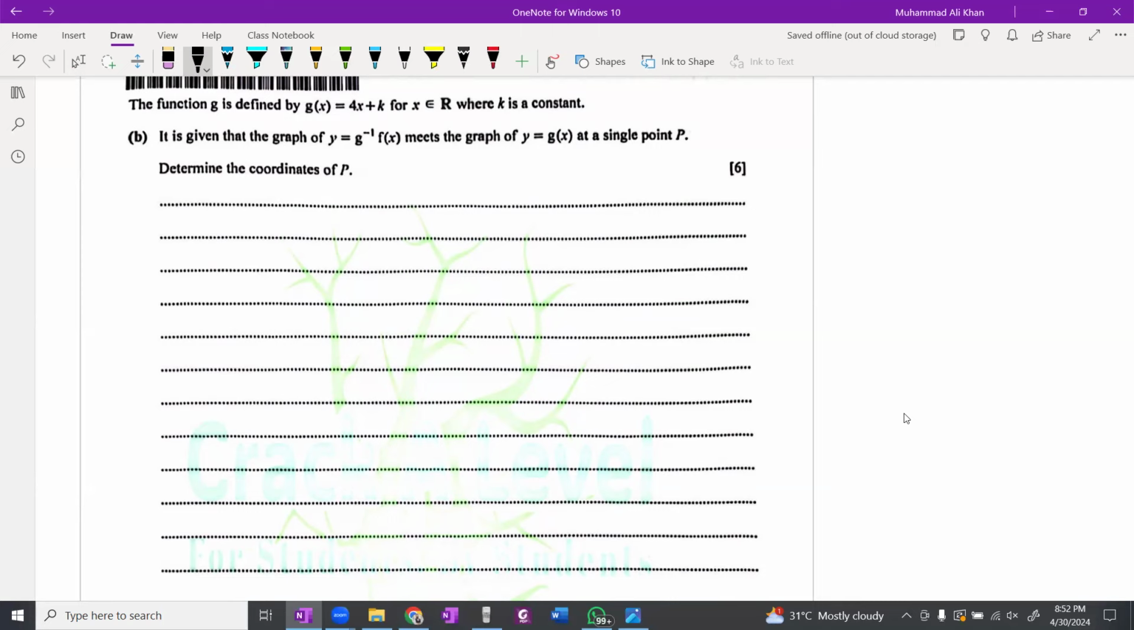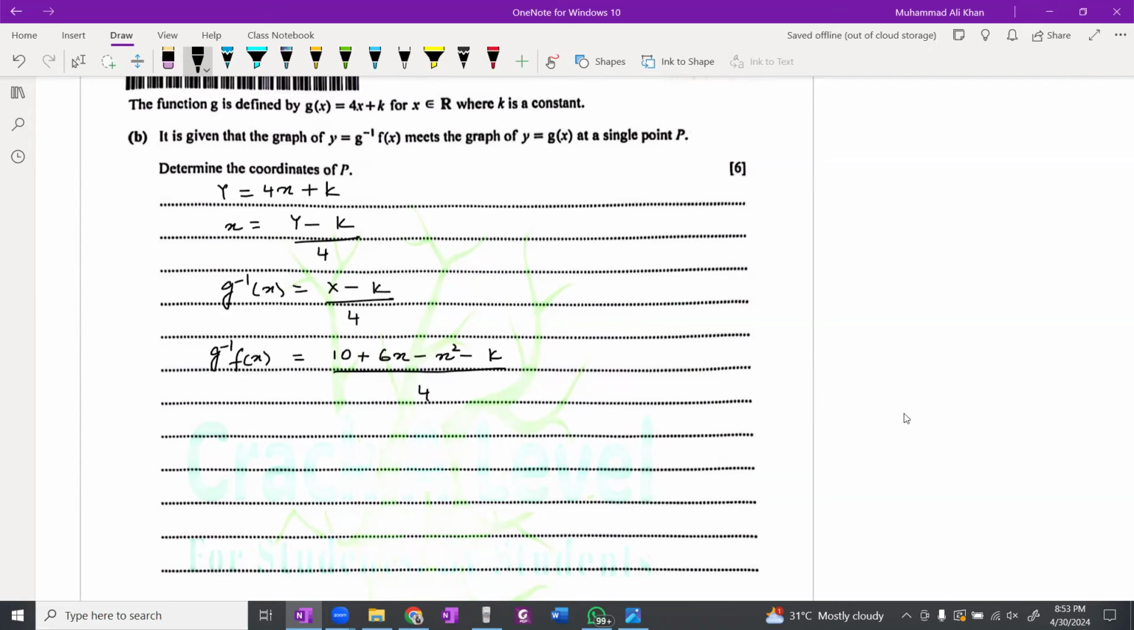To calculate the value of k and also to determine the coordinates of P. Now, first we have to calculate g inverse. For g inverse, the function g is 4x plus k. Make x the subject. So x equals y minus k upon 4. So g inverse will be x minus k upon 4. And we need to calculate g inverse of f(x). Replace x of g inverse by f(x). And what is f(x)? It is 10 plus 6x minus x squared, minus k, divided by 4. And now, this is g inverse of f(x).